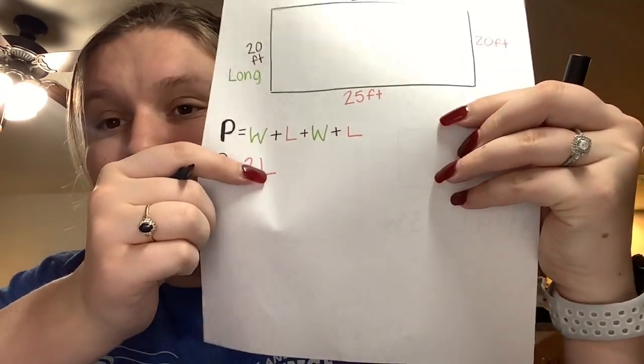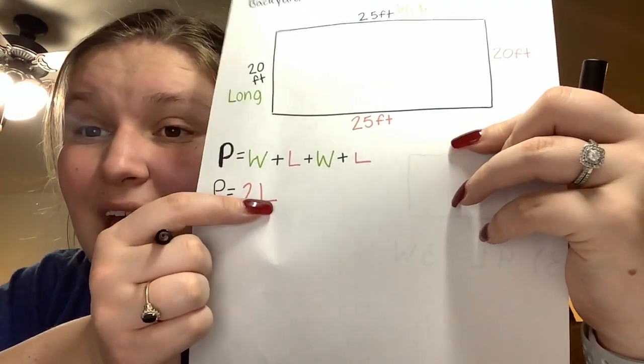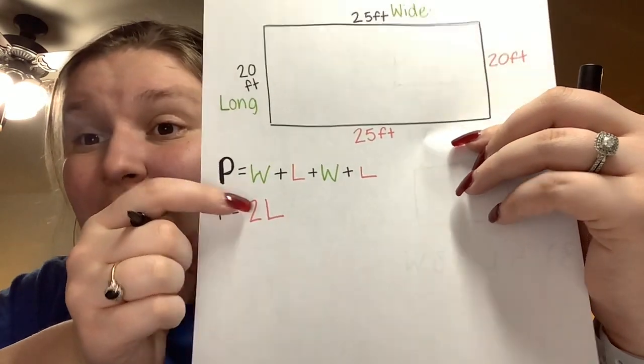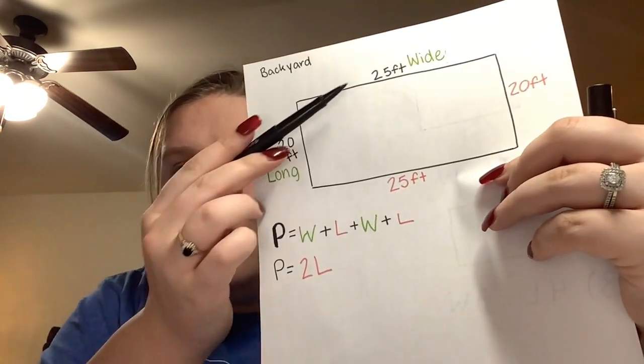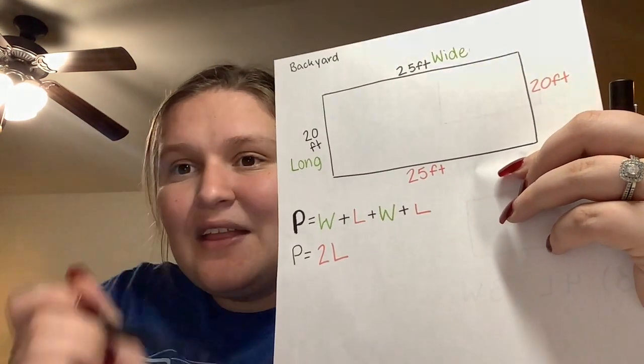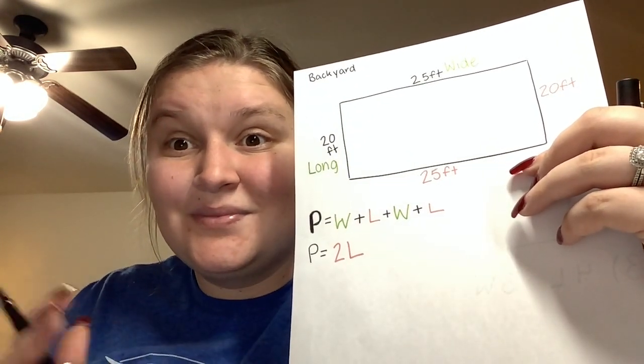Okay, y'all understand where that's coming from? We have two lengths that are the same. So that's why we can write 2L, because there's 2 of them, 2 that are the exact same length. Okay? Now what about for our width? We have 2 widths that are the same. So how can we write that? Yeah, we can do 2W, right? Yeah, that's great, guys.